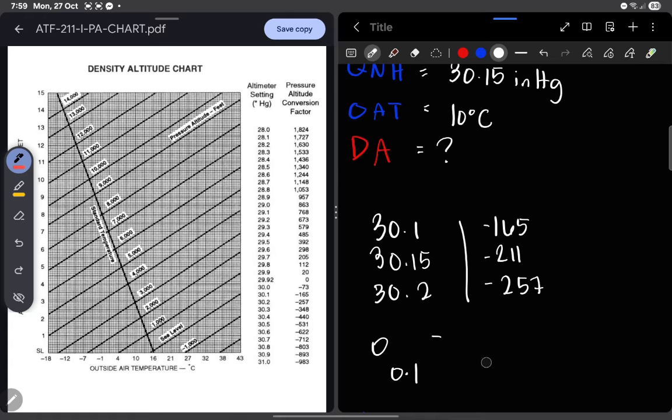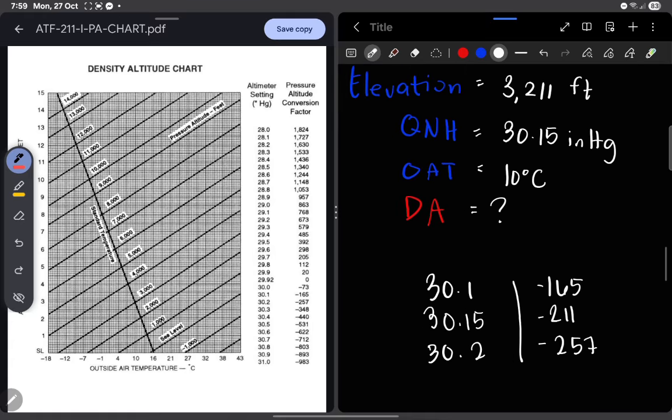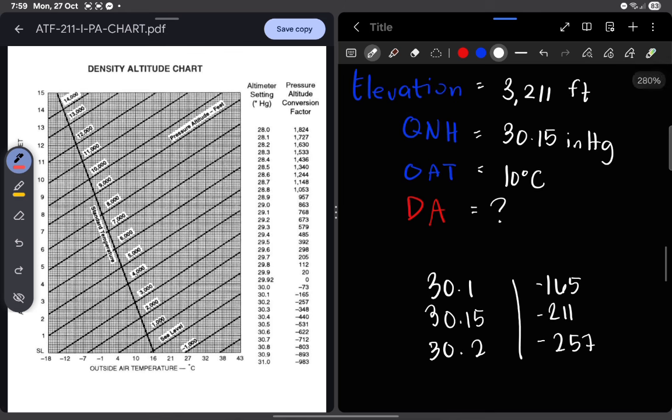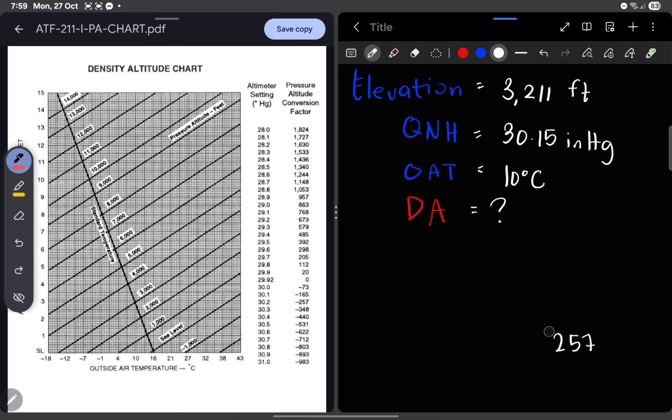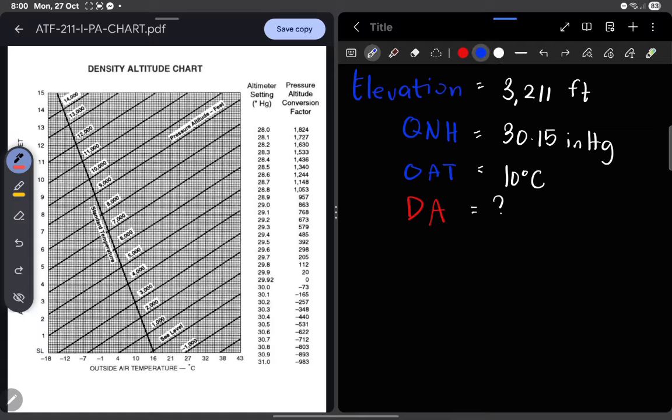So now that we have 46, we will then add it to 165, which will be 211. Now that we have that interpolation, let's subtract it from our elevation. 3,211 feet minus 211 feet is 3,000 feet. So this means that our pressure altitude is equal to 3,000 feet.